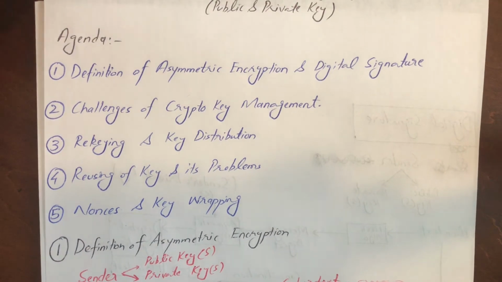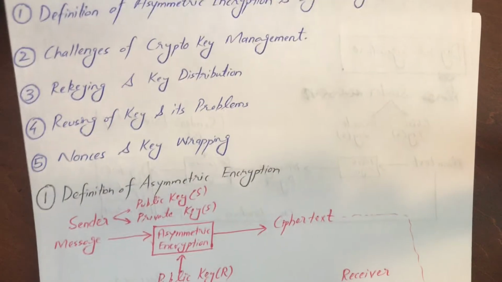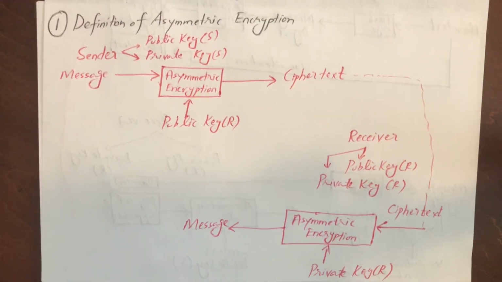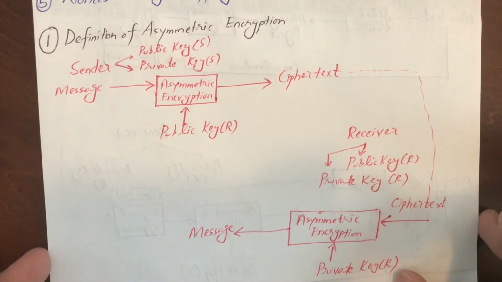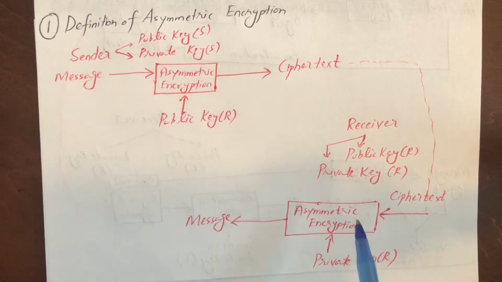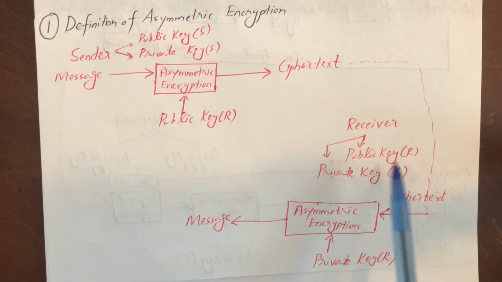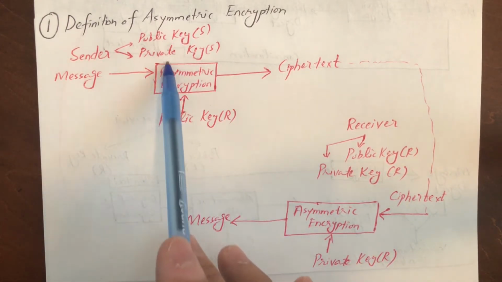So first is asymmetric encryption, or you can also call it public and private key cryptography. This is basically the best diagram to understand how we can do asymmetric encryption. As you remember, in asymmetric encryption, both sender and receiver have two keys, a public key and a private key. Please remember one thing, these keys are interdependent.